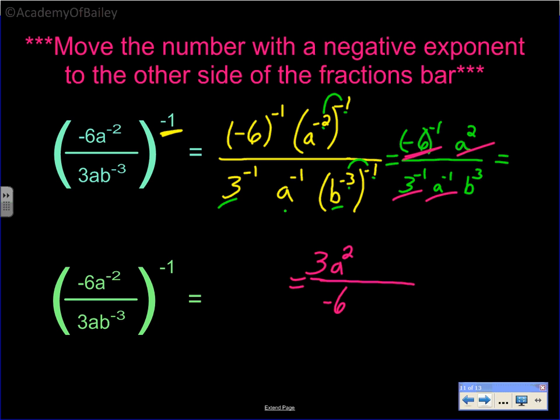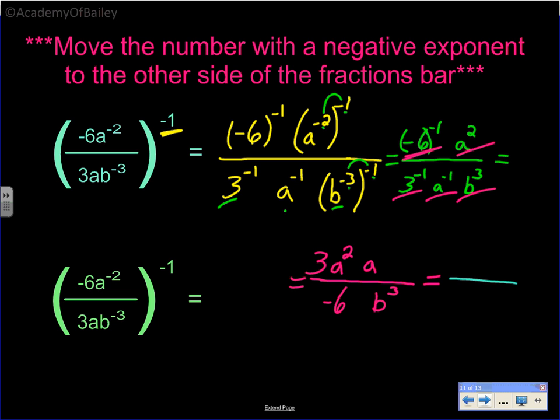A to the negative 1 exponent has a negative exponent. It's on the bottom, so it moves to the top, and it has a positive 1 for an exponent. B to the third already has a positive exponent, so it stays where it's at. And so now we can do some simplifying here.